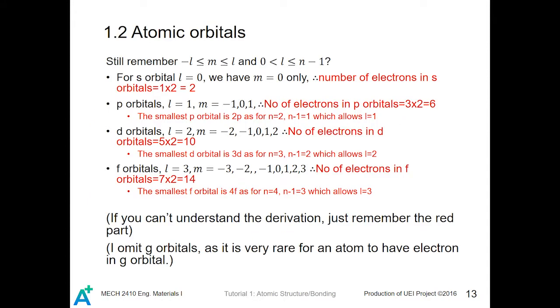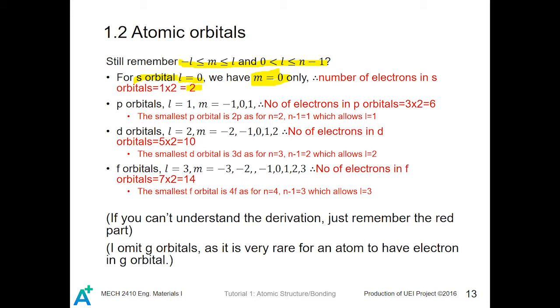Do you still remember the conditions for the number m, which is the magnetic quantum number, and the conditions for L, the angular quantum number, which is listed here if you forgot? For s orbitals, L equals 0, and the possible m is m equal to 0 based on the relation I specified here. That's why the maximum number of electrons in s orbitals is only 2, because there is only one possible combination, which is L equal to 0 and m equal to 0.